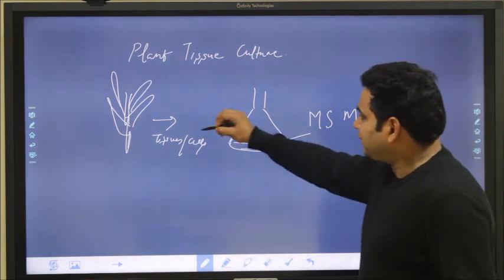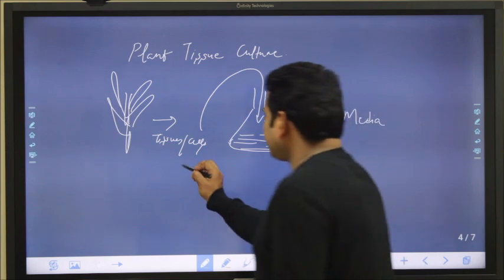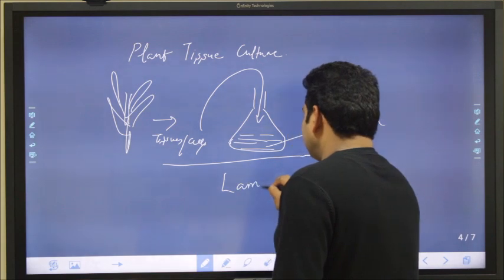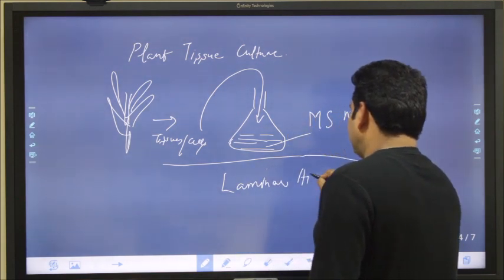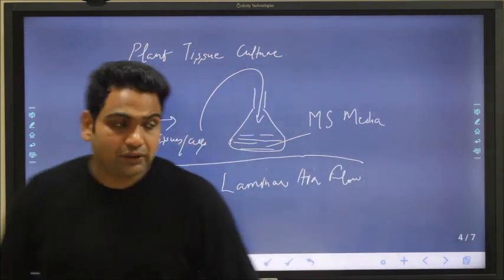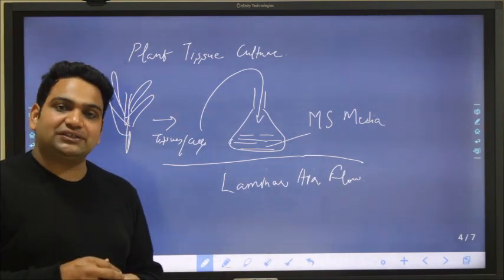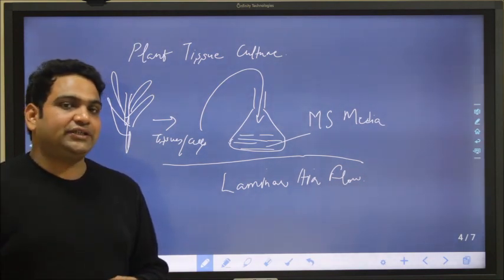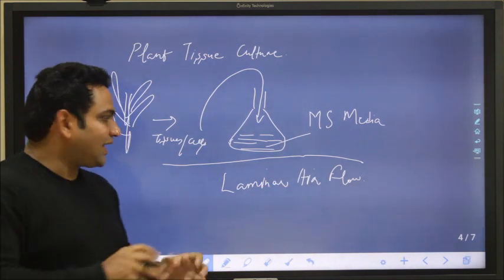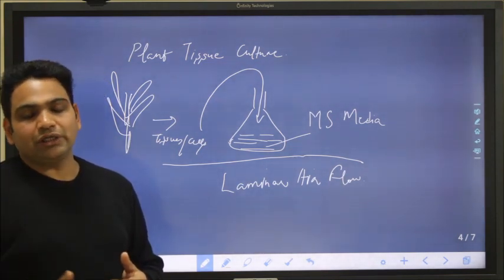In the MS media, we will take those tissues and put them into this media, and all of this will occur under sterile conditions, in a laminar airflow. Laminar airflow is an instrument that uses HEPA filters, high efficiency particulate air filters. A HEPA filter acts like a cake that entraps the different microorganisms that cause contamination.